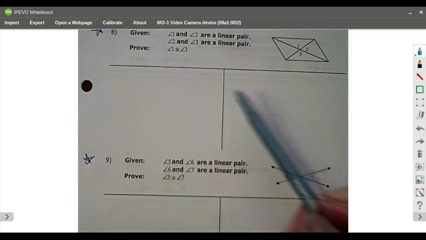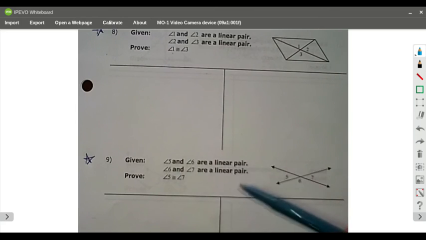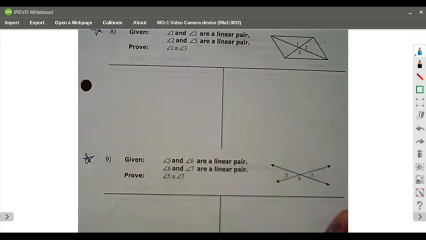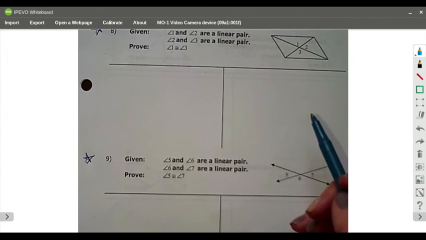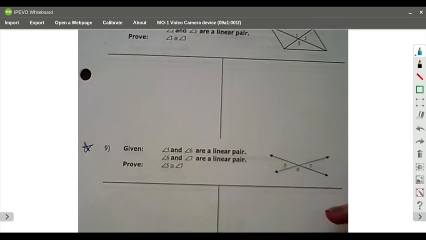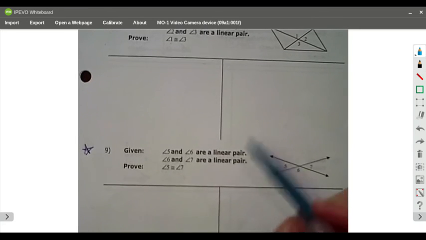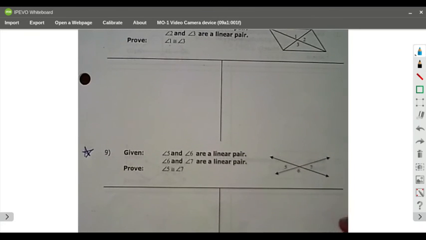I was going to do one of them, but I feel like I want you guys to try these. I want you to try to do one of them with congruent supplements theorem. They can both be done with congruent supplements theorem, or you could also use substitution and subtraction for one of them. So that's how I would do these. I would do one with substitution and subtraction, and I would do one with congruent supplements theorem.